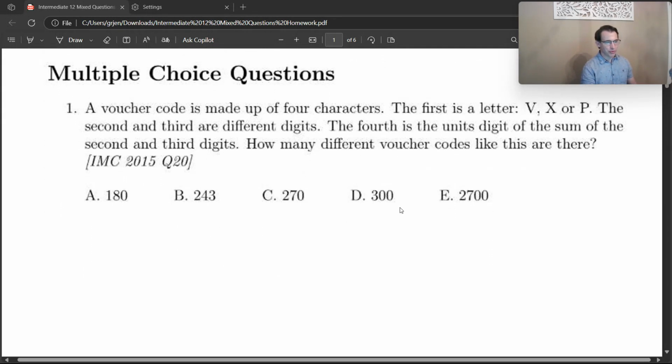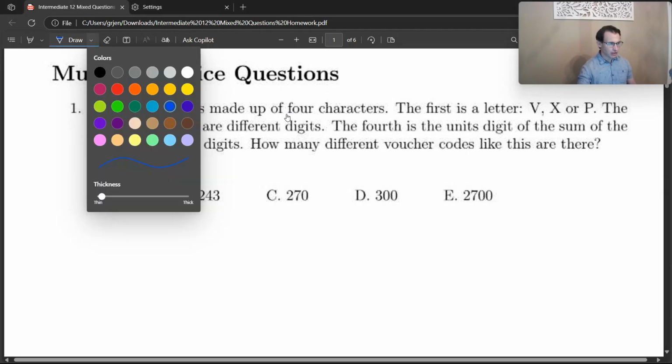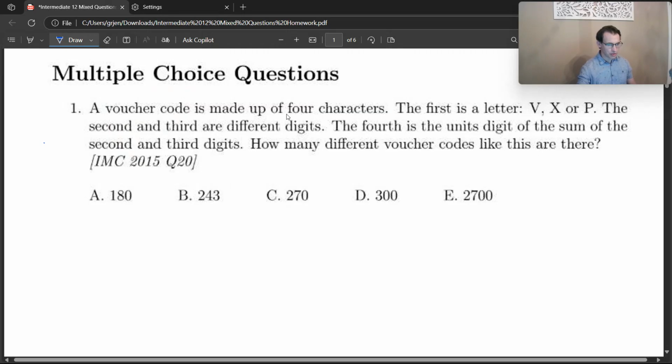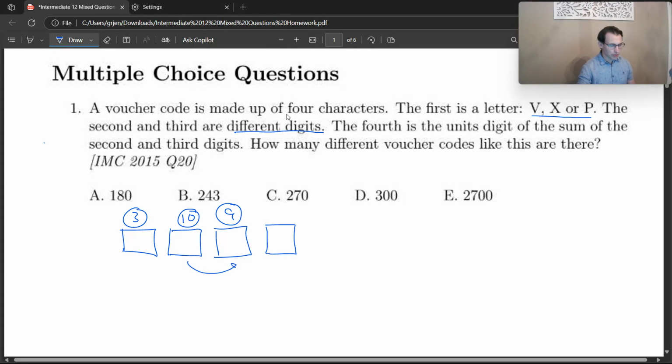Okay, so the multiple choice questions start with this nice question here. We have a voucher and there's 4 characters. So there's 4 different places where we're going to get options. The first is a letter V, X, or P. So we have this position here, V, X, or P. There are 3 options in that spot. The second and third are different digits. So we'd have 10 different options there for that first choice, but then only 9 there because they have to be different. And then the last one is the number that we get when we multiply these two together.